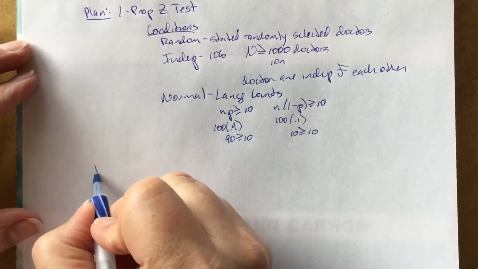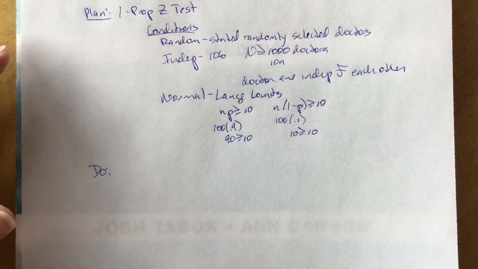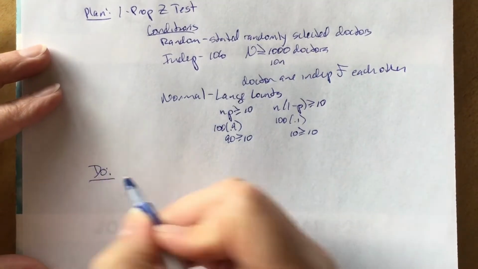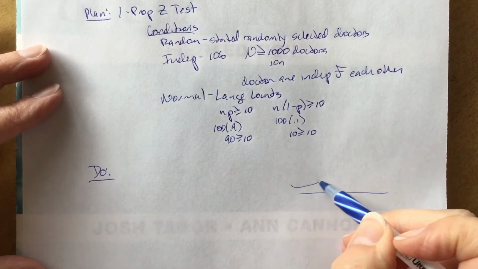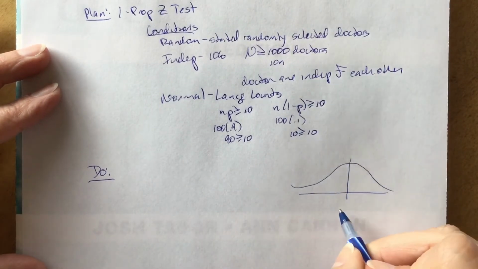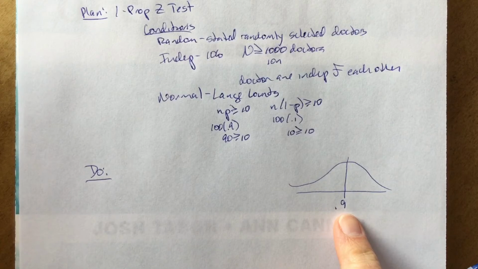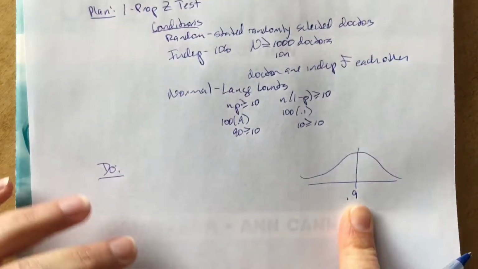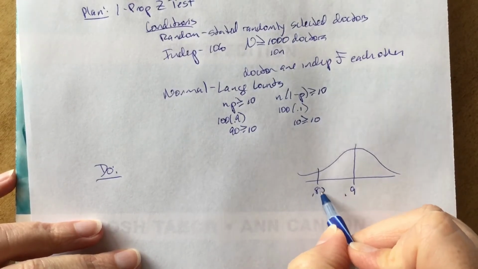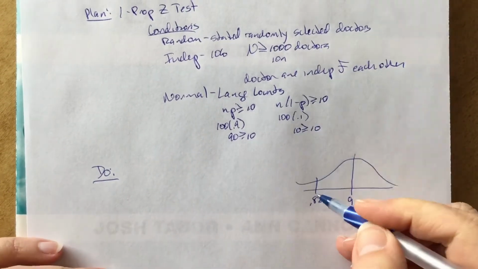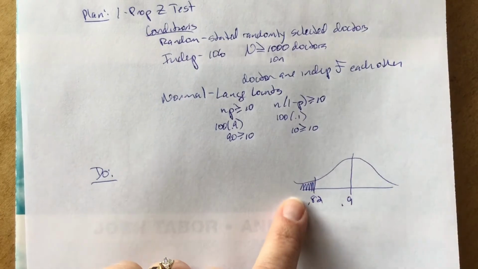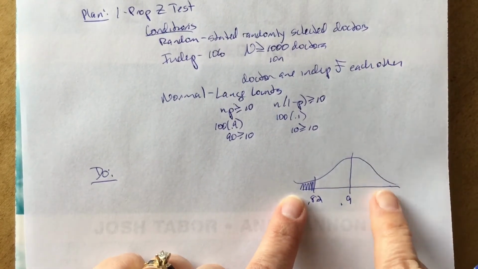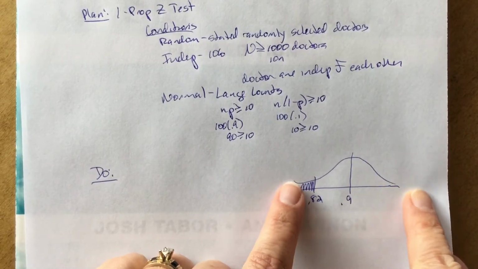Plan's done. Let's do the do. So now we've got to basically find a z-score. Because if you think about it, this is what we're doing. We're taking our normal curve, our mean is 0.9. The mean of our sampling distribution should be the true population proportion, right? And then we're comparing 0.82 to it. We want to know if it's significantly less. So there's the one tail. If we did a not equal to, I would have something over here and I would have this shaded, a two-tail test.